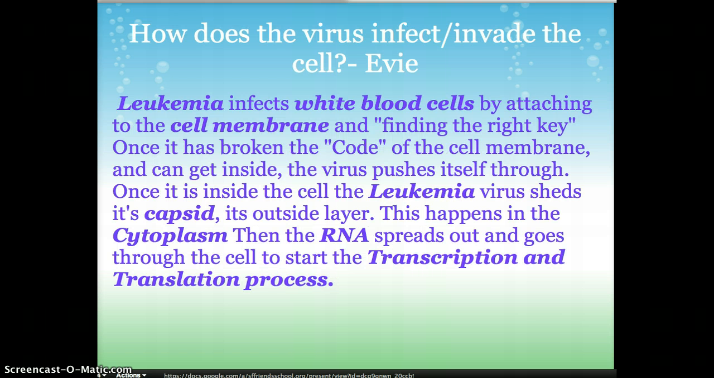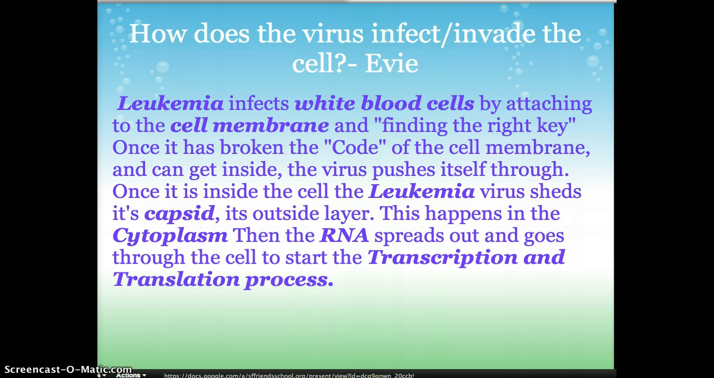The first thing that the virus does is invade or infect the cell. Leukemia infects white blood cells, which has an effect on bone marrow and things like that. It attaches to the cell membrane and kind of unlocks the lock that is on the cell membrane. And once it's gotten through there, it sheds its capsid, which is its outside layer.